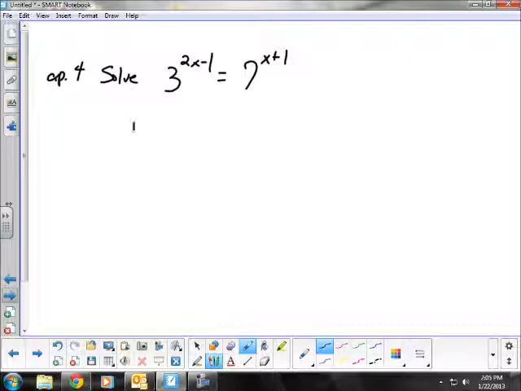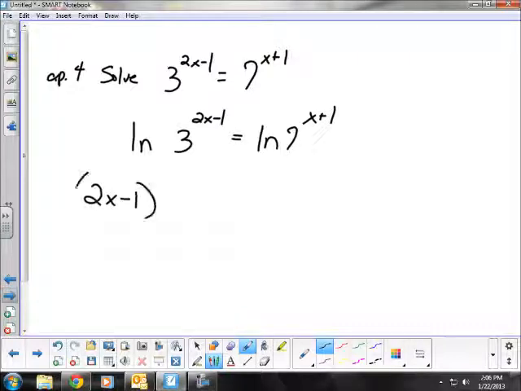Okay, so let's do the ln of 3 to the 2x minus 1 is equal to the ln of 7 to the x plus 1. I'm just going to take the ln of both sides since I really can't move anything around. I got exponents on both sides. Now what do I do after I take the ln of both sides? I can take those exponents down. So I've got 2x minus 1 times the ln of 3 is equal to x plus 1 times the ln of 7.